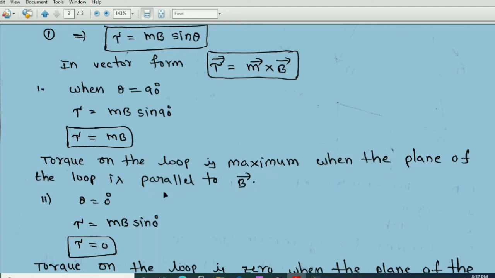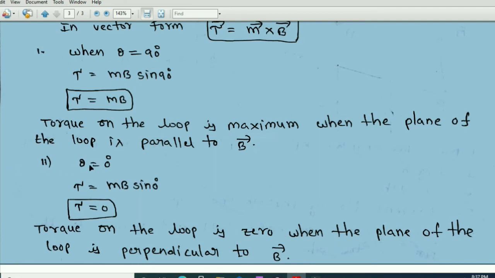When the plane is parallel, the normal is perpendicular to B bar. That is why we have taken theta equal to 90 degrees. Theta is the angle between the normal drawn to the plane and the magnetic field. Now if the plane is parallel, the normal is perpendicular to the magnetic field.